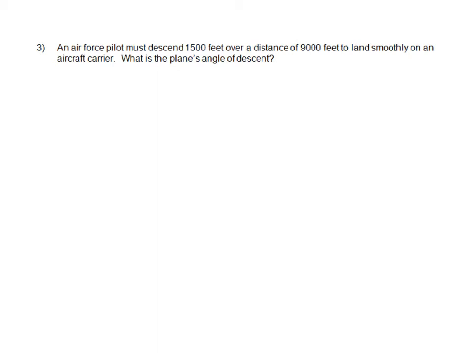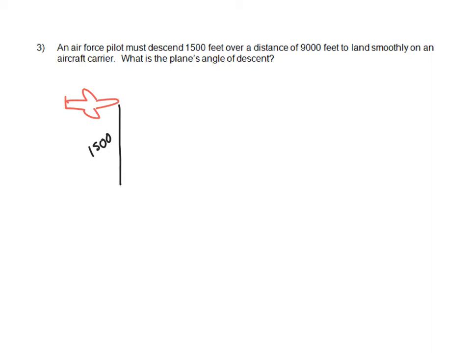All right, example 3. An Air Force pilot must descend 1,500 feet over a distance of 9,000 feet to land smoothly on an aircraft carrier. What is the plane's angle of descent? All right, so we've got our airplane again. Because it must descend 1,500 feet, that's telling you how high up it is. So it is at an altitude of 1,500 feet.